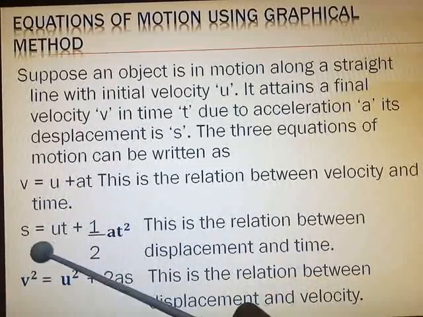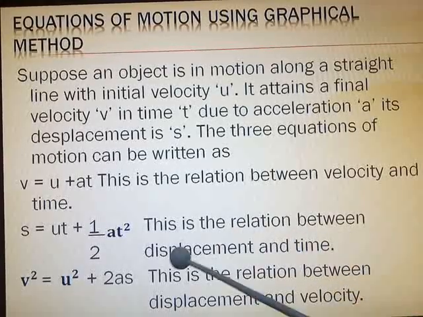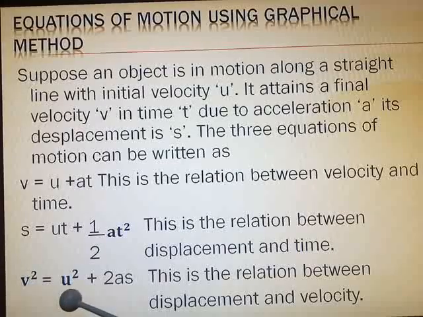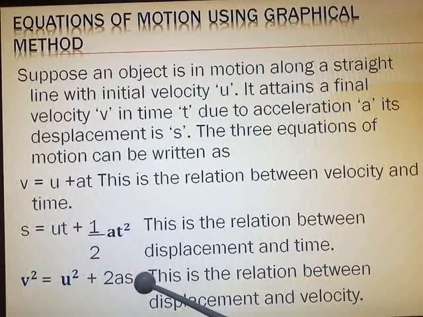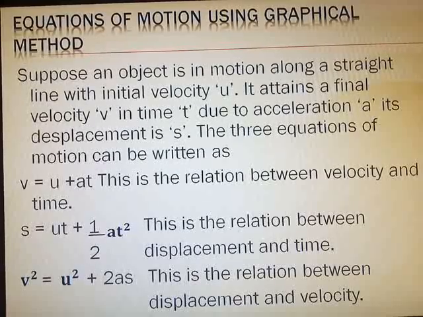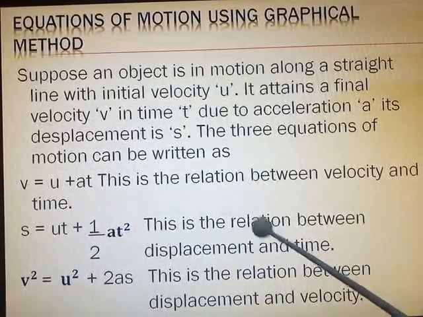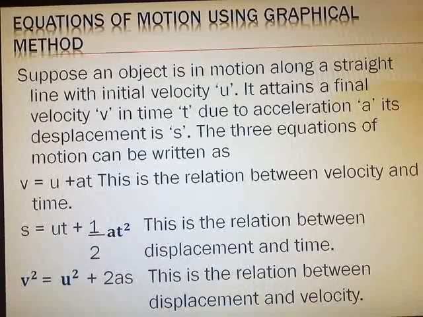Second is s equals ut plus half at square. This is the relation between displacement and time. And third equation is v square equals u square plus 2as, the relation between displacement and velocity. So these are the three equations of motion. First one, relation between velocity and time, second, relation between displacement and time, third, relation between displacement and velocity.